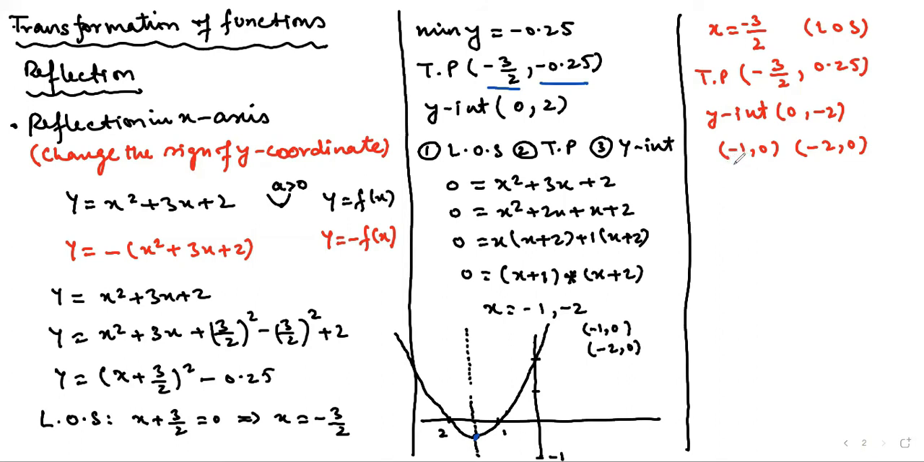The x-intercepts are (-1, 0) and (-2, 0). We will only change the sign of the y coordinate. There will be no change in the x coordinate, and it will remain the same: (-1, 0) and (-2, 0). Okay sir. Now we will draw the new curve, the reflected one.